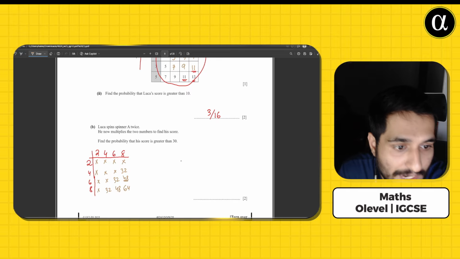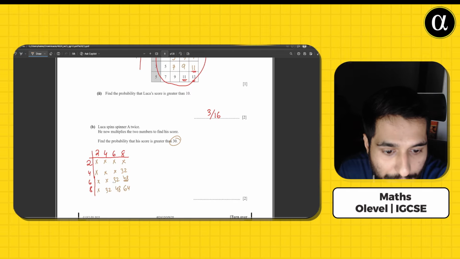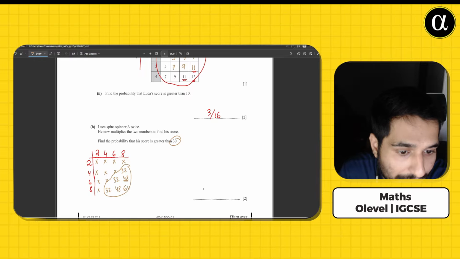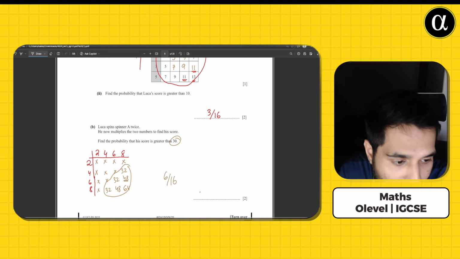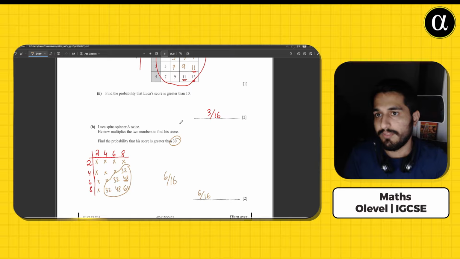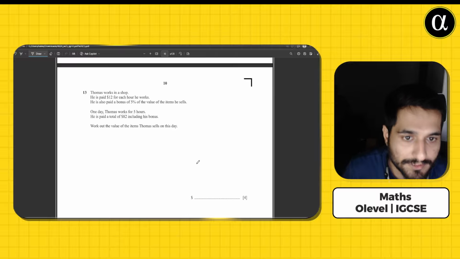So how many numbers do we have which are greater than 30? We have 1, 2, 3, 4, 5, 6. So we have six numbers that are going to be greater than 30. So we're going to say 6 out of 16. You can write the answer in this format, or you can also simplify it further and give the answer as 3 upon 8, since the examiner accepts both.